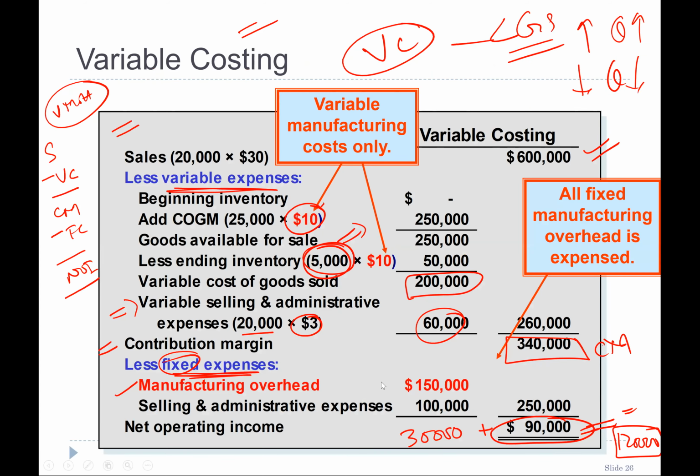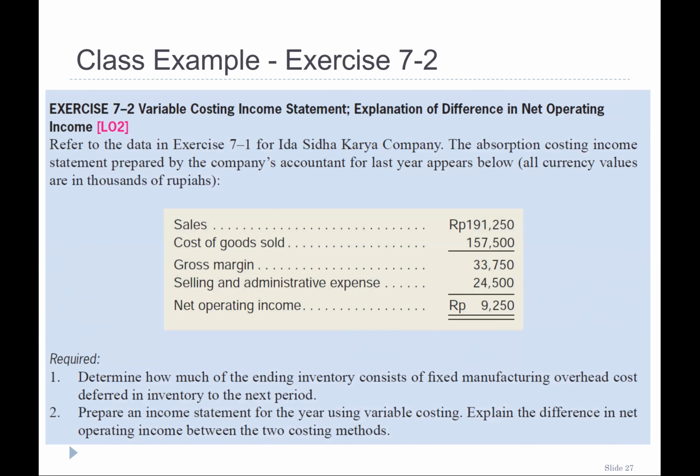Okay, let's continue our previous exercise. You took the pictures, and please also take this picture as well and find out how much ending inventory consists of fixed manufacturing overhead, plus you need to prepare your income statement using variable costing, right? And the difference, of course, I told you the difference is because of ending inventory valuation of absorption and variable costing. That's it. So I'm gonna make you again in absorption costing.